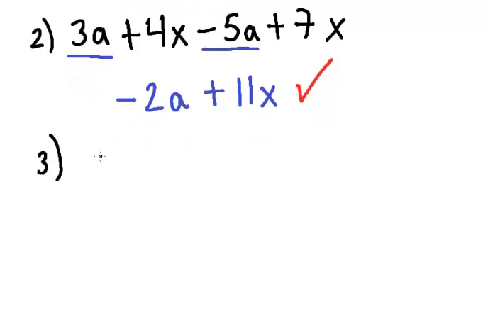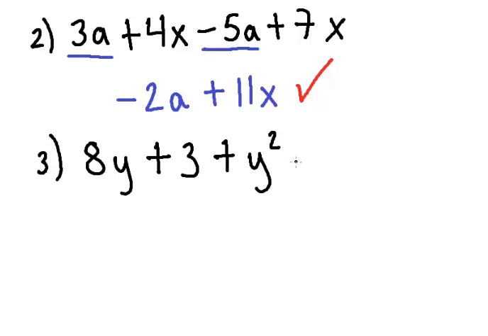Now let's try to solve another example. Let's say we have 8y plus 3 plus y squared minus y. Now, what happens in this case? The only like terms that we see in here are the 8y and the negative y, because there is no other y squared in the exercise, so y squared doesn't have any like terms. And there is no other thing that is only a number without letters, because the rest of the things have letters. So the only things that look similar are the 8y and the negative y.